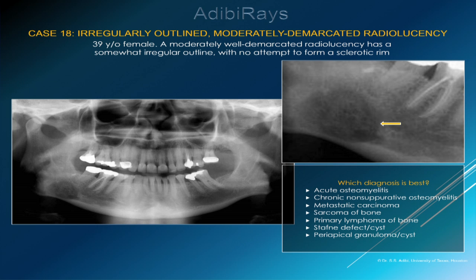This case is a 39-year-old female patient with a moderately well-demarcated radiolucency that has some irregular outline lacking any sclerotic border. Which diagnosis is the best? Acute osteomyelitis, chronic non-suppurative osteomyelitis, metastatic carcinoma, sarcoma of the bone, primary lymphoma of bone, Stafne defect cyst, or periapical granuloma cyst.